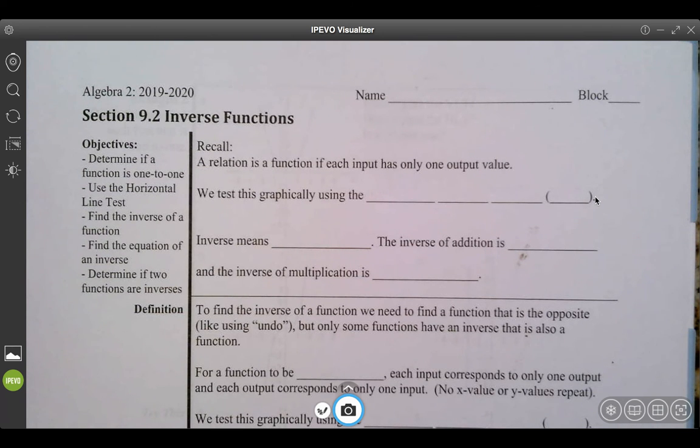In this video, we'll be talking about inverse functions, and this is going to be related to manipulating functions the way we were talking about in 9.1.